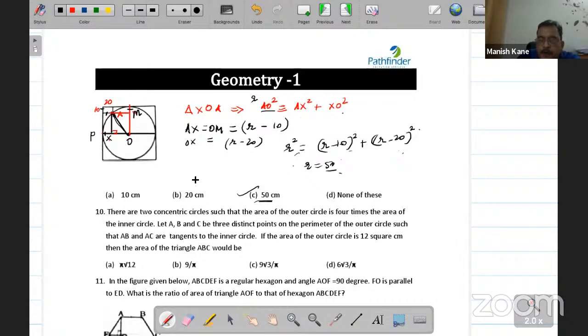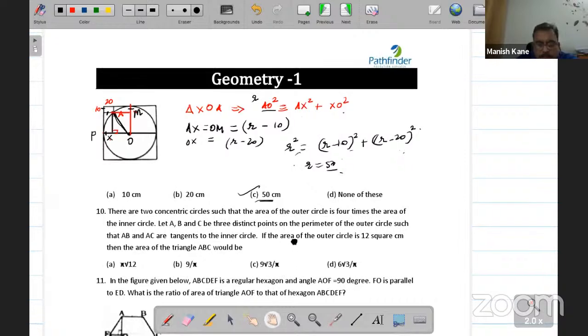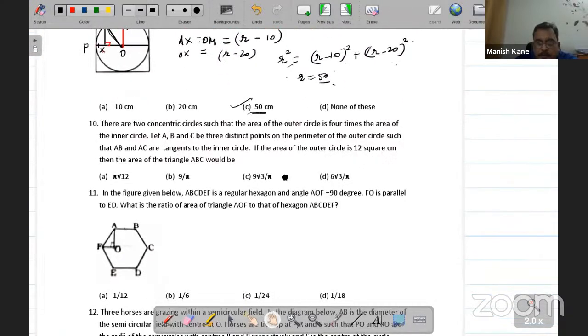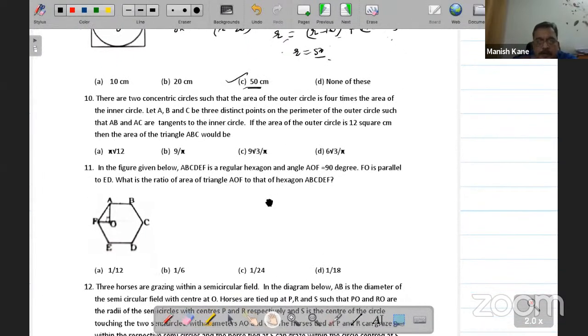Actually, if you solve this quadratic equation, you should definitely get two answers. If one of the answers is 50, the other answer must not be acceptable based on the values given to us, and we can ignore that answer. Here, the answer is 50. I hope the solution is clear to all. Try question number 10.